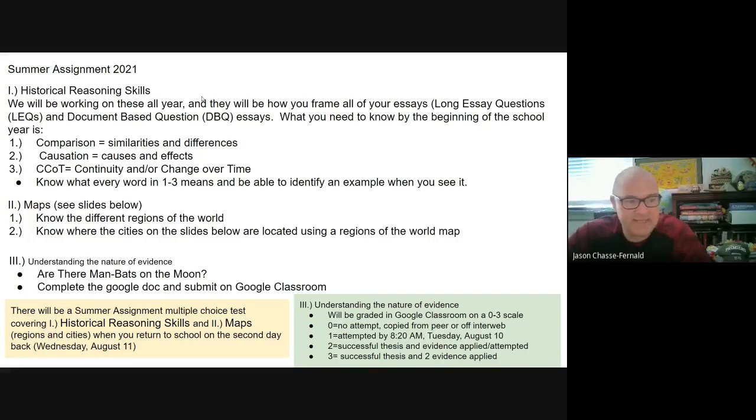All right. So when it comes to number 3, this understanding the nature of evidence, you're going to submit that in Google Classroom. I'm going to show you how to do that in a second. And I'm going to grade it on a 0 to 3 scale, right, in Google Classroom. So 0 is no attempt, or it's copied from your peers, or when I cut and paste it and drop it into Google, I see that it's plagiarized off the interweb.